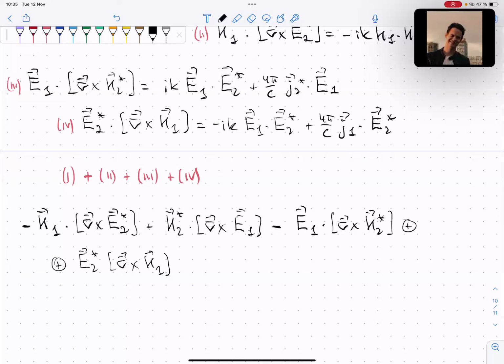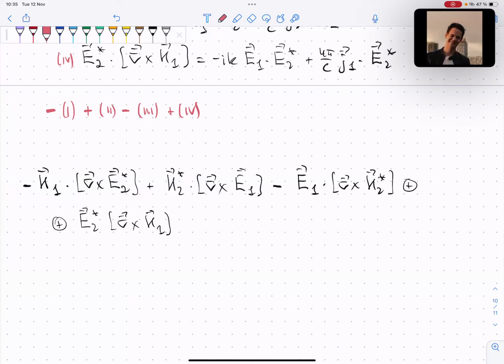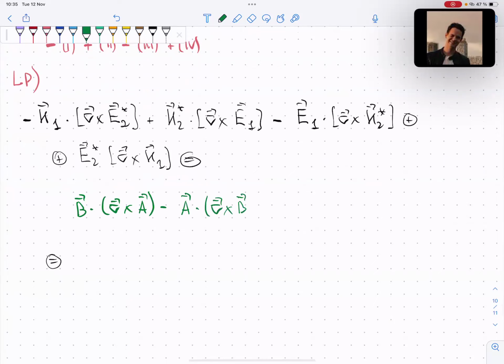Something like this. So we have minus here and we have minus here. And this is the left part of the equations. So we can actually use the following identity. We can use here that B times curl of A minus A times curl of B equals the divergence of A times B.